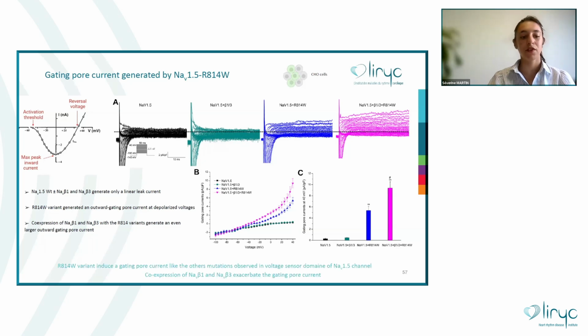So as a conclusion, the R840W variant induces a gating pore current like the other mutations observed inside the voltage sensor domain of the NaV1.5 channel. And the co-expression of the two subunits beta1 and beta3 exacerbates the gating pore current.